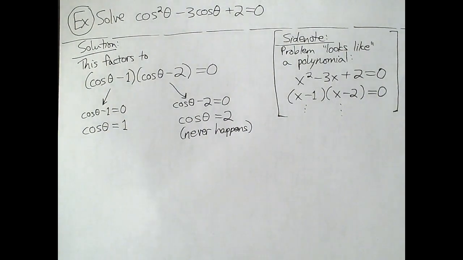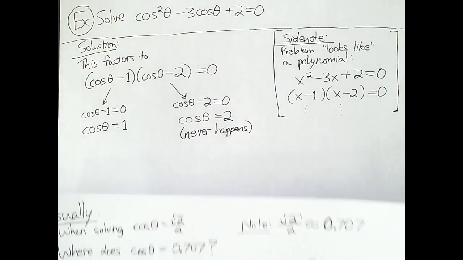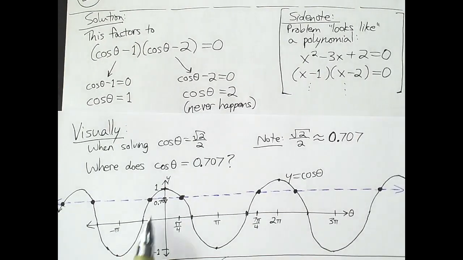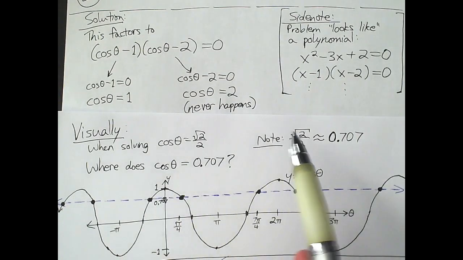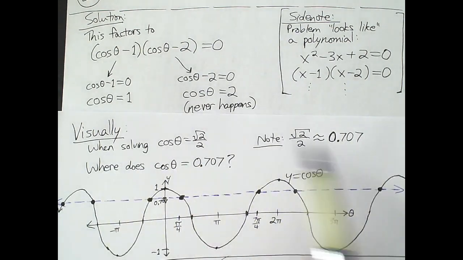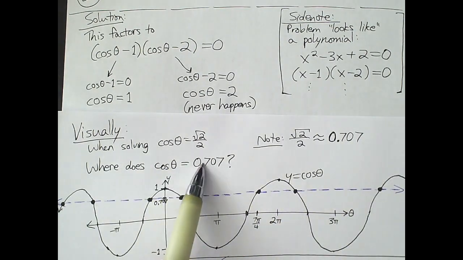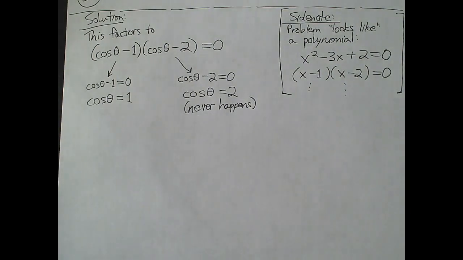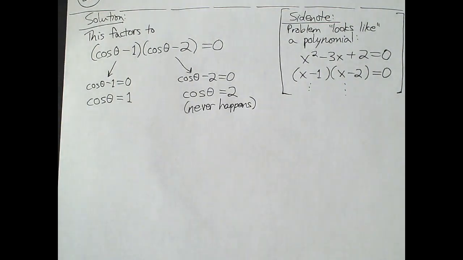I'm going to tell you another way that you could think of it. Remember earlier we drew a graph of cosine for some other problem we were working on? When does this graph ever get to a height of 2? It doesn't happen. A height of 2 would be up here. So when does cosine theta equal 2? Never. So, okay. What about cosine of theta equals 1?